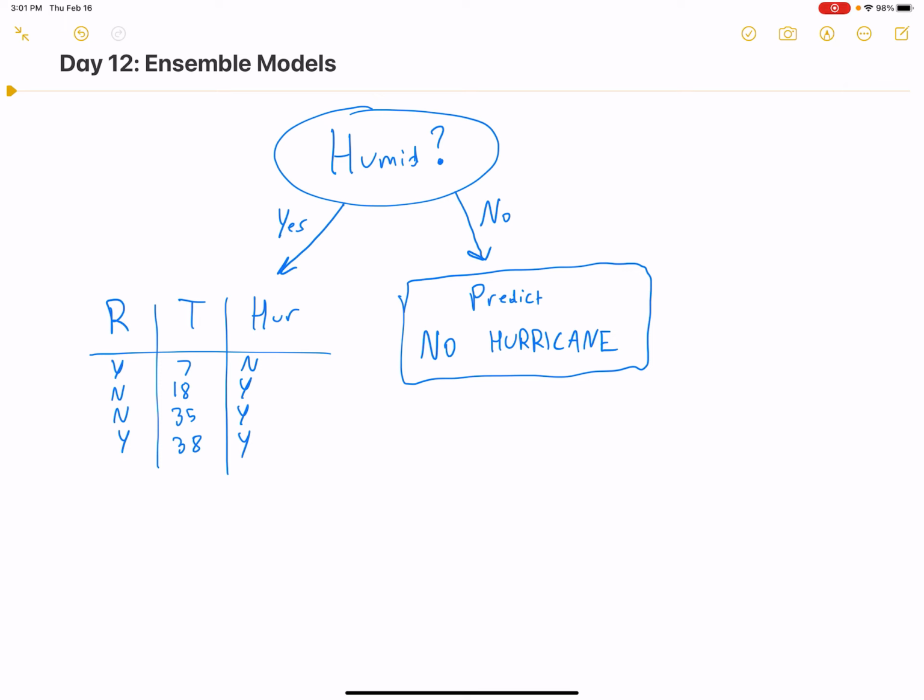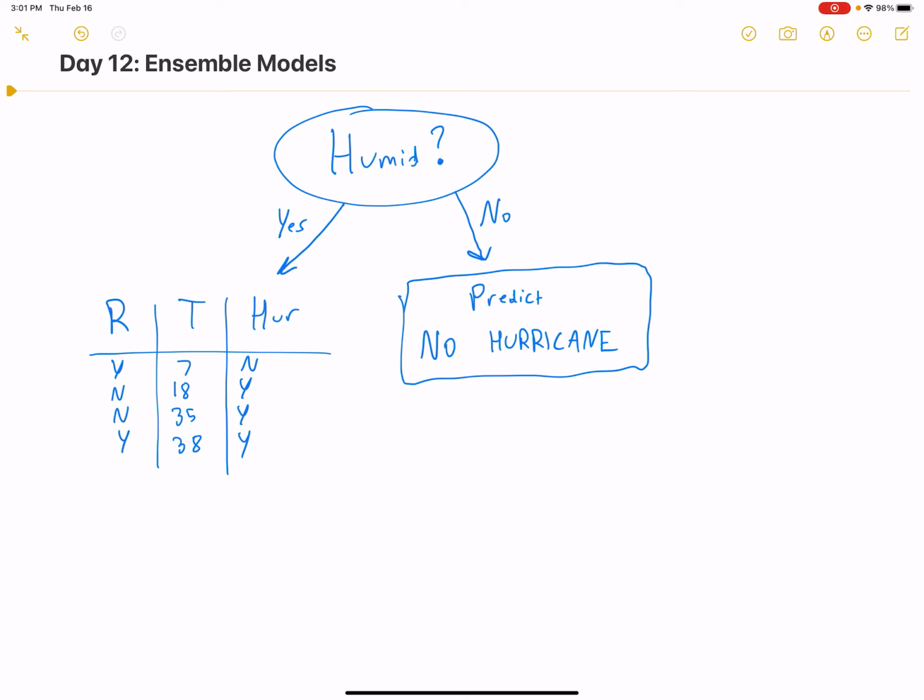As a reminder, we're predicting hurricane, yes hurricane or no hurricane, and we've already split on humid. So now there's two input features left. There's whether it's rainy, yes or no, and there's the temperature. I think this one you could kind of eyeball to see.